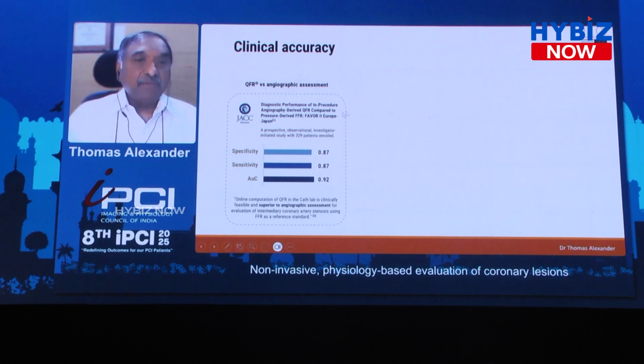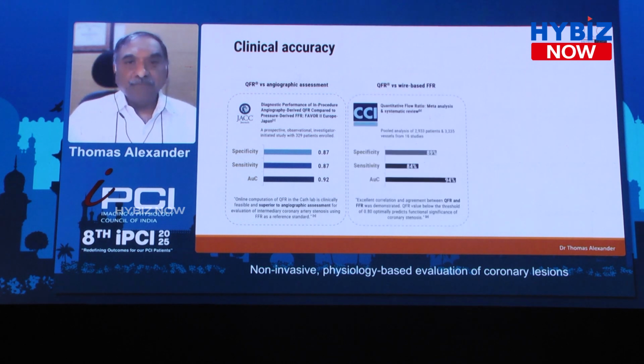This is the FAVOR 2 Europe-Japan study, which compared QFR versus angiography using FFR as a gold standard. QFR was clearly superior in diagnosing significant lesions versus the usual QCA or eyeballing, with very high specificity and sensitivity, and the area under the curve being 0.92.